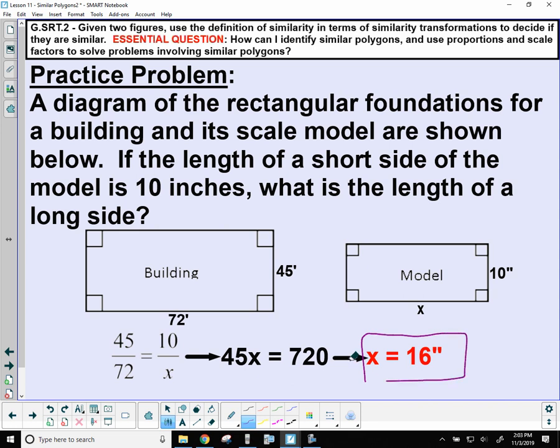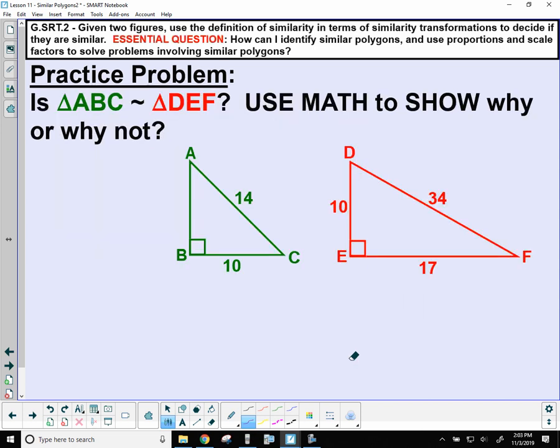So, we have a practice problem. Triangle ABC is similar to DEF? Is it? Use math to show why or why not. So go ahead and pause the video, set up a proportion with the sides that are given, and see if they're going to be the same.